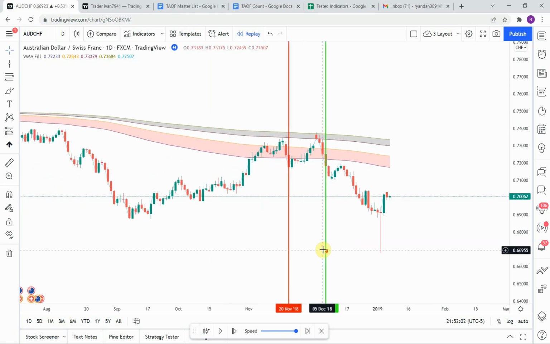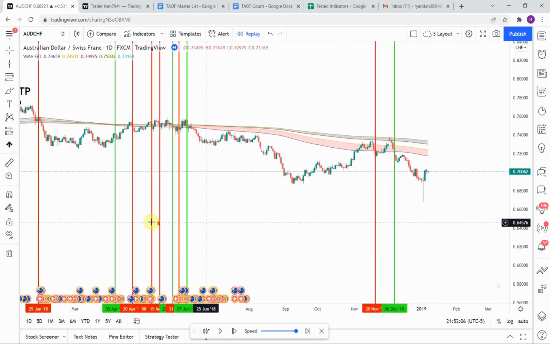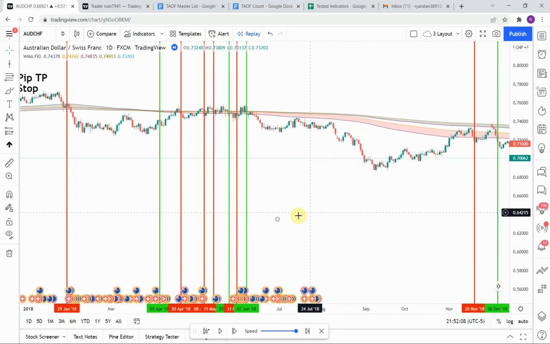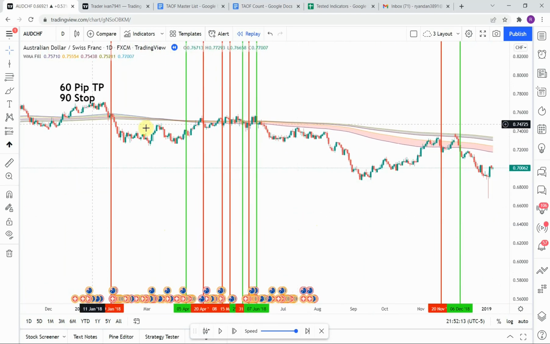Alright, so let's go ahead and take a look at our indicator here. Okay, so we did a little bit better than the last time as far as the number of trades. Doesn't look like we did too good on the win rate though. Let's go ahead and count these out and see what we have.